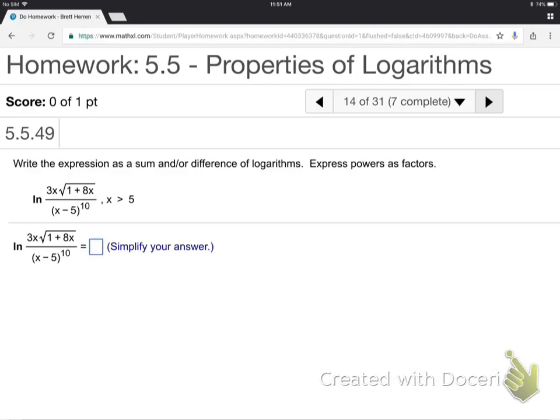All right, so try that one. We'll go quick. Again, you don't have to do anything with the x greater than 5. Who cares? That's just making the denominator not be 0. So anyway, just take it from there, break it into a bunch of logs, add and subtract, bring the power to the front. You've got a square root. You know what that means? Half power, right? Bring it to the front.